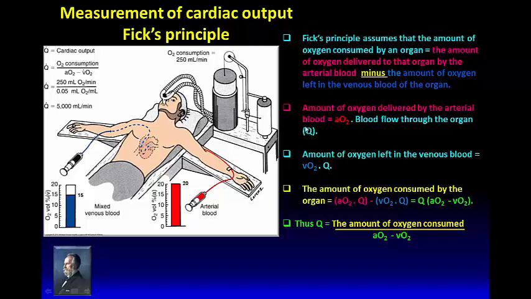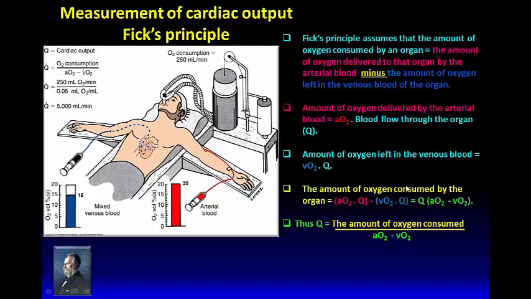Blood flow is Q. The amount of oxygen which is left in the venous blood after it has passed through the organ is equivalent to the oxygen content of the venous blood multiplied by blood flow through the organ, which is Q. Still Q is the same.